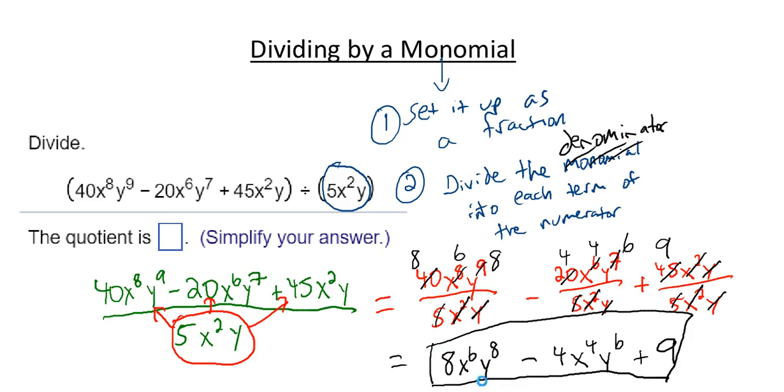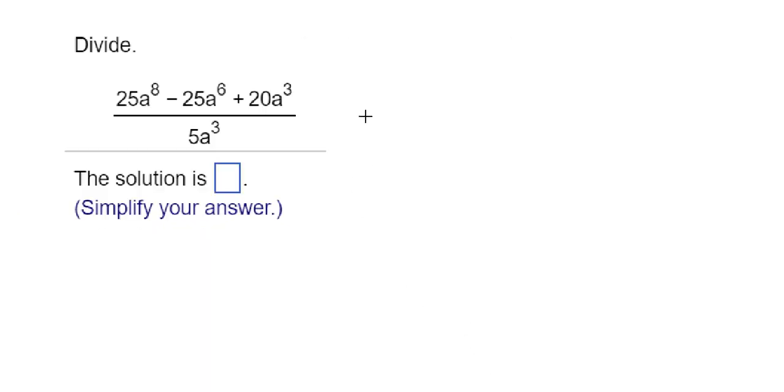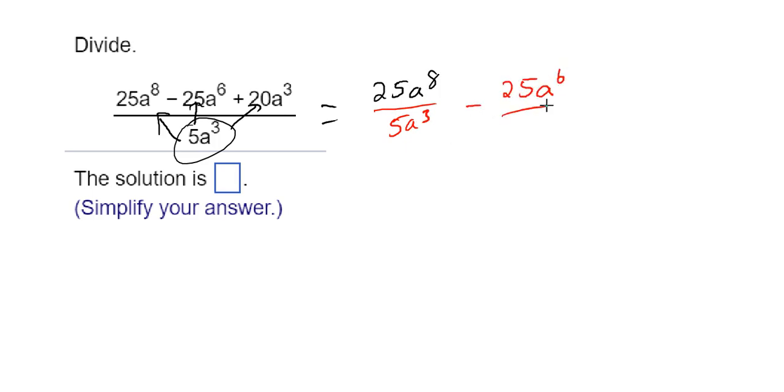All right, so let's take a look at another example. We'll do the same thing. It's already set up as a fraction, but I'm going to have to rewrite it anyways. We'll take this monomial, divide it into each term of the numerator. So I'll have 25 a to the 8th power over 5a to the 3rd power, minus 25 a to the 6th power over 5a to the 3rd power, plus 20 a to the 3rd power over 5a to the 3rd power. And then we just cancel things out.